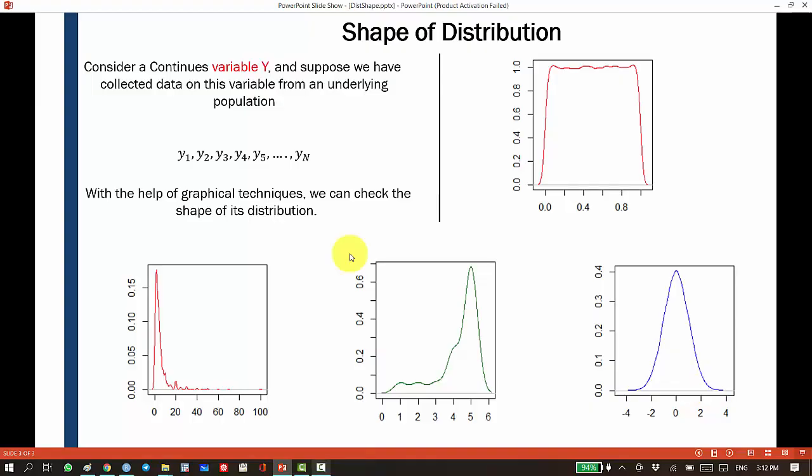As you can observe, we have a number of shapes for the distribution of the data being collected on a variable of interest.